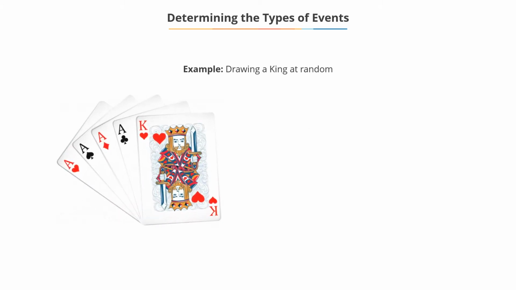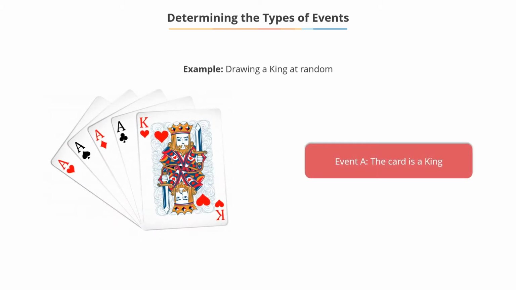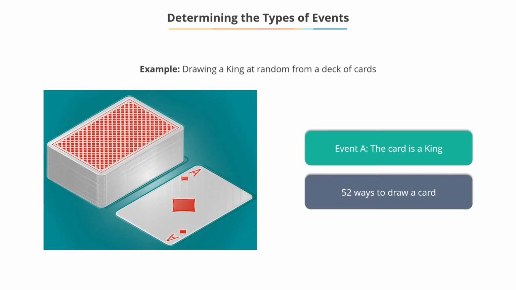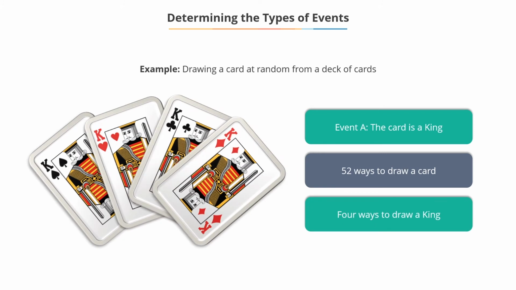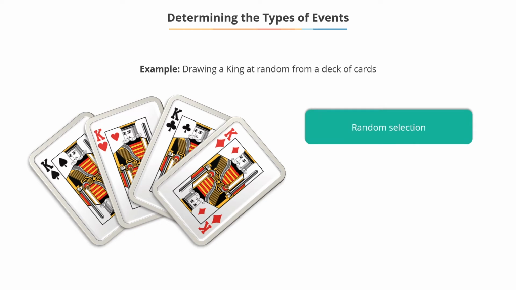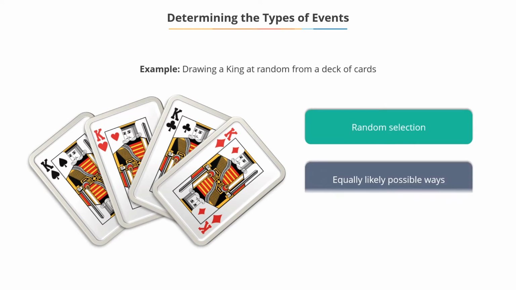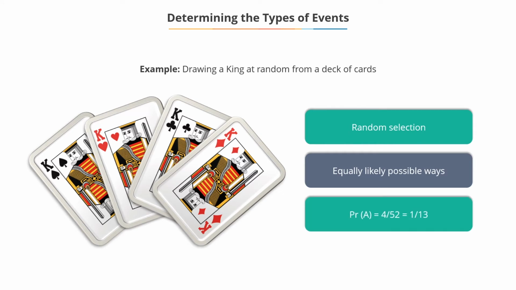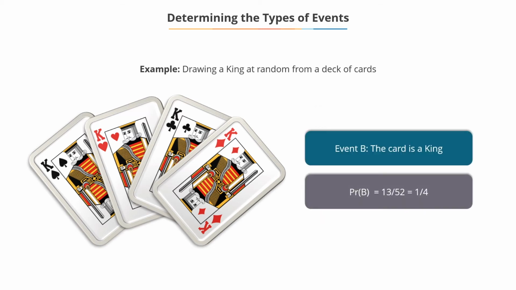Consider an event A in which a card drawn from a deck of cards is a king. One card can be drawn from a deck of cards in 52 ways. Similarly, one king can be drawn from 4 kings in 4 ways. Since the selection is random, all possible ways are equally likely, that is, equal chance of being selected, and hence, probability of A is equal to 4 by 52, which is 1 by 13. Similarly, probability of B is equal to 13 by 52, which is equal to 1 by 4.